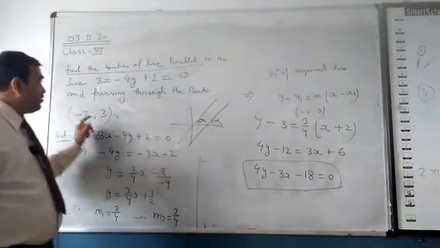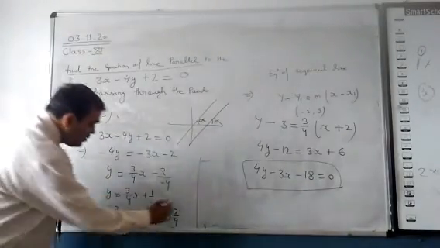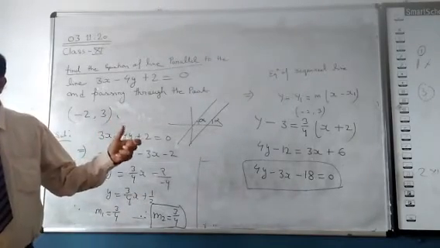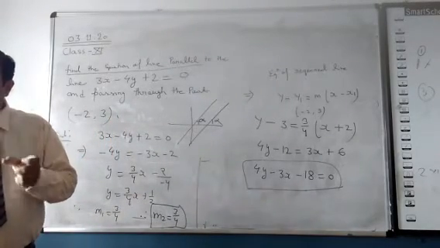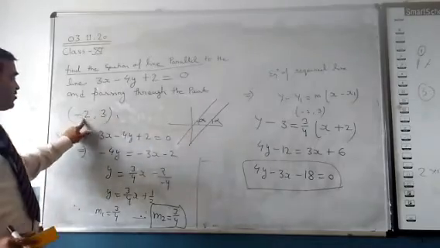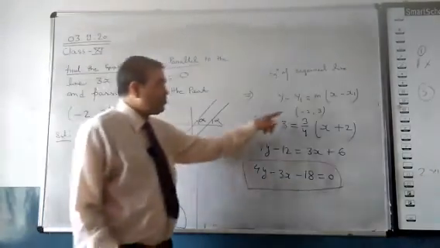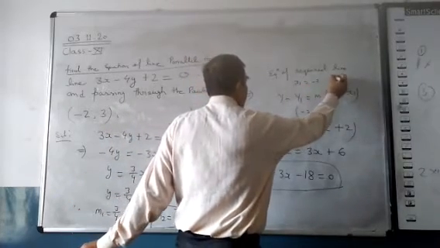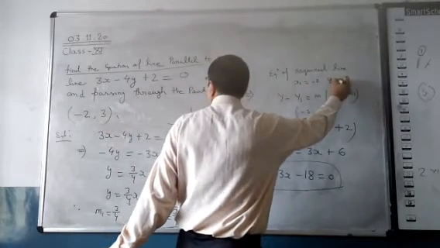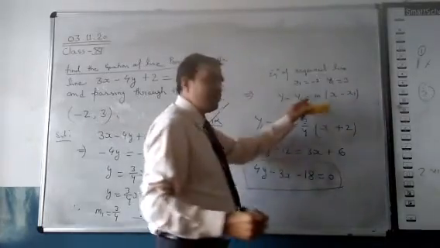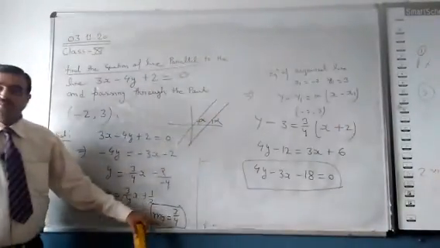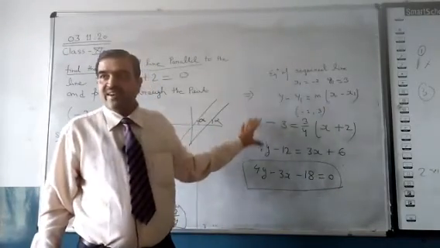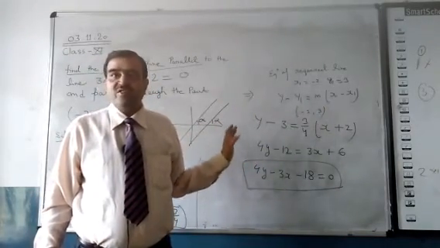Now we know this is m2, and this equation means this line passes through the point minus 2 comma 3. So x1 equals minus 2, y1 equals 3, and m is 3 by 4. Putting all the values in this equation, we will get the required equation of line.